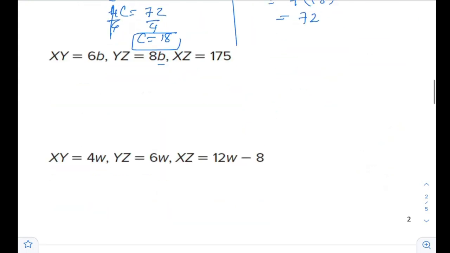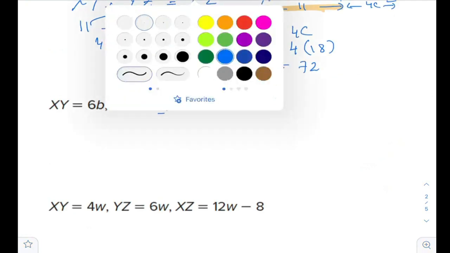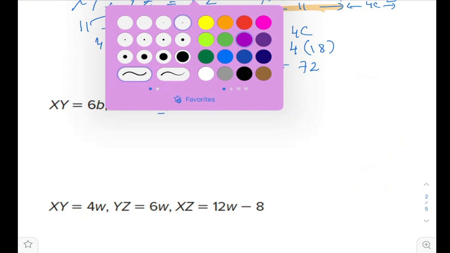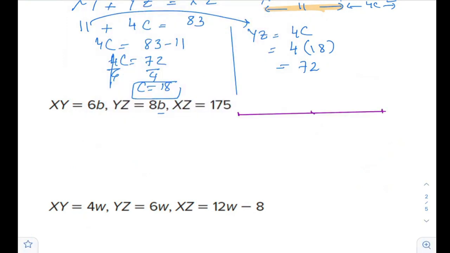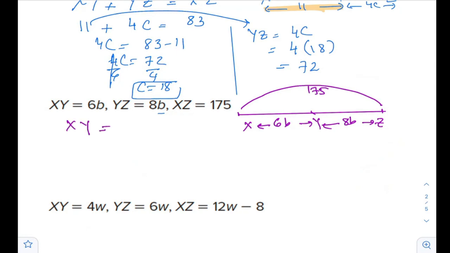Next, depending on the same logic, we have another question where Y is between X and Z, but with different dimensions. XY is 6B, YZ is 8B, and XZ is 175. Again, let's write the segment addition postulate: XY plus YZ is equal to XZ. XY is 6B, YZ is 8B, XZ is 175.